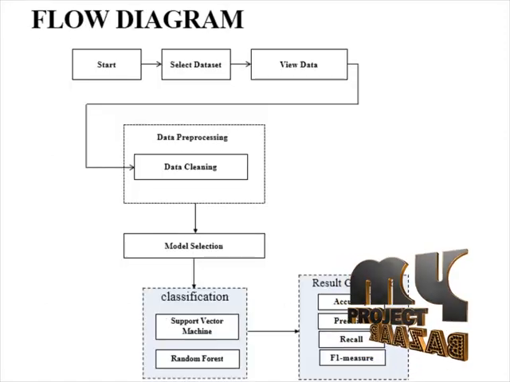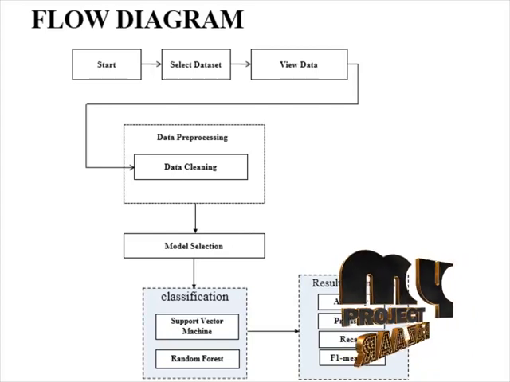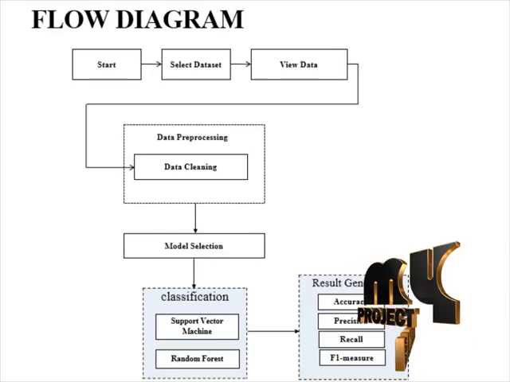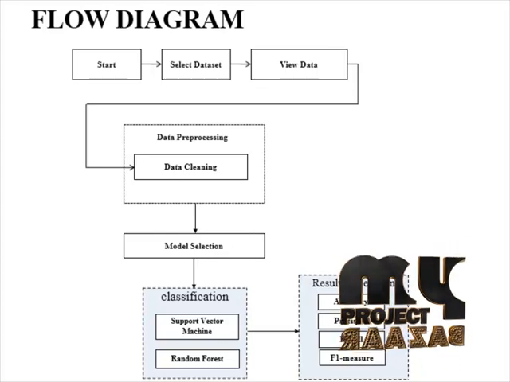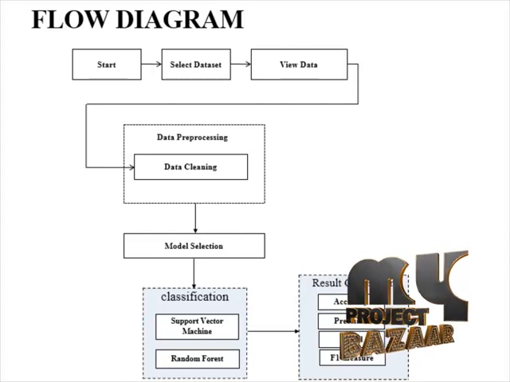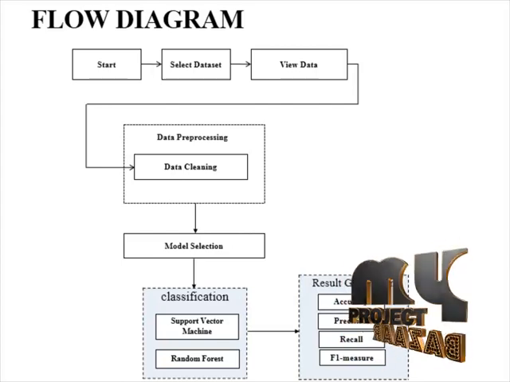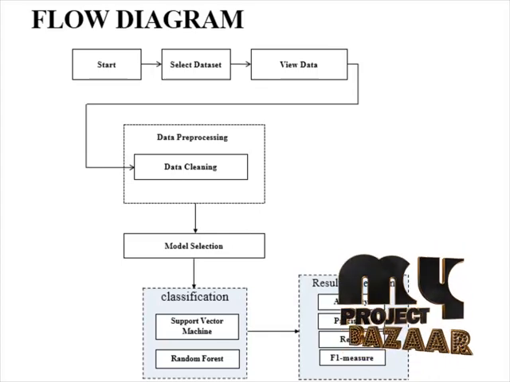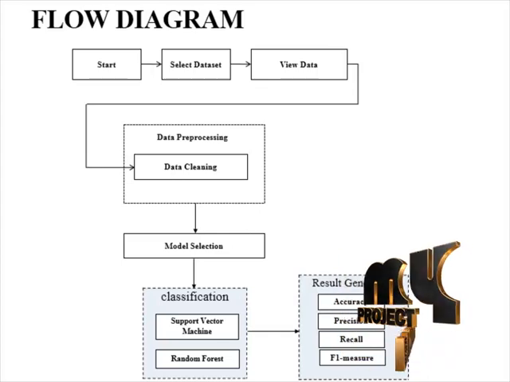And the flow diagram of the project is, first we need to start the program and select the suicidal content data set and view the sample data set in the console working directory, and it will be implemented into data pre-processing. In data pre-processing, we apply the data cleaning method. In data cleaning, we need to check if there are null values or missing values in our data set. If there are, we need to replace them with the unique value of 0.